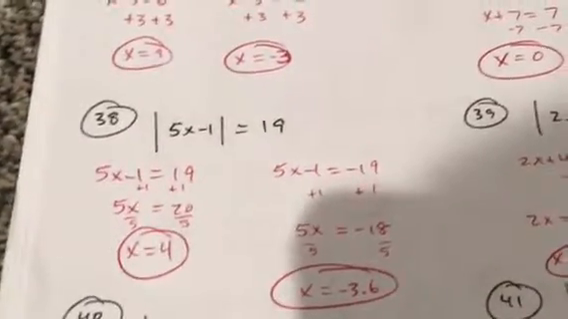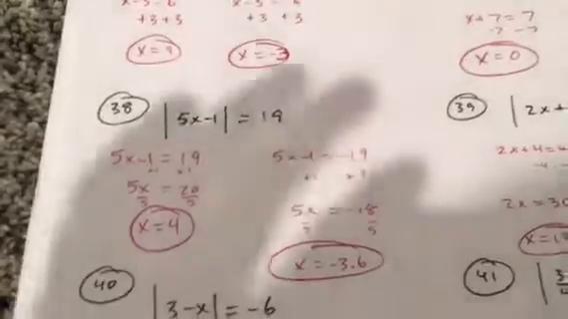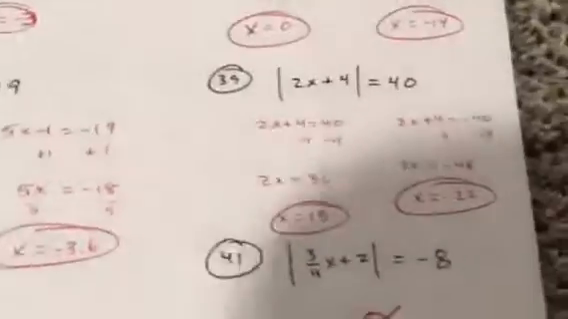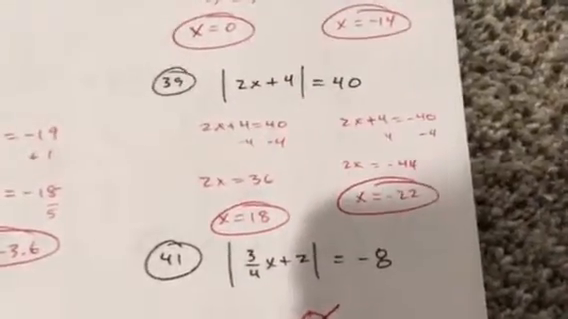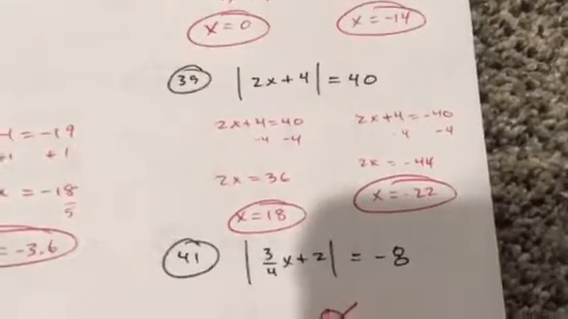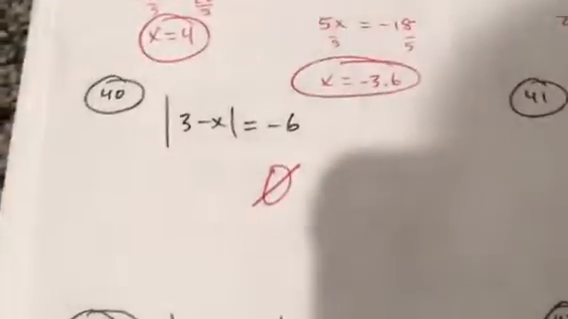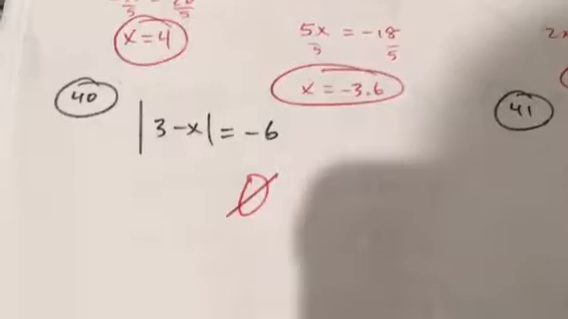5x minus 1 is 19. 5x minus 1 is a negative 19. You could get decimals here. No big deal. Set it equal to 40, then negative 40 to get your two answers on 39. 40, no solution. You can't have an absolute value equal a negative. Same thing here on 41. All right, you will have at least one of those on your test.